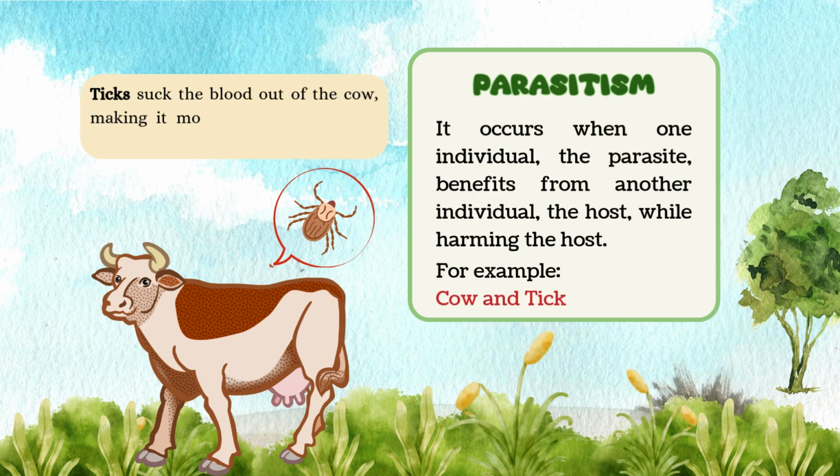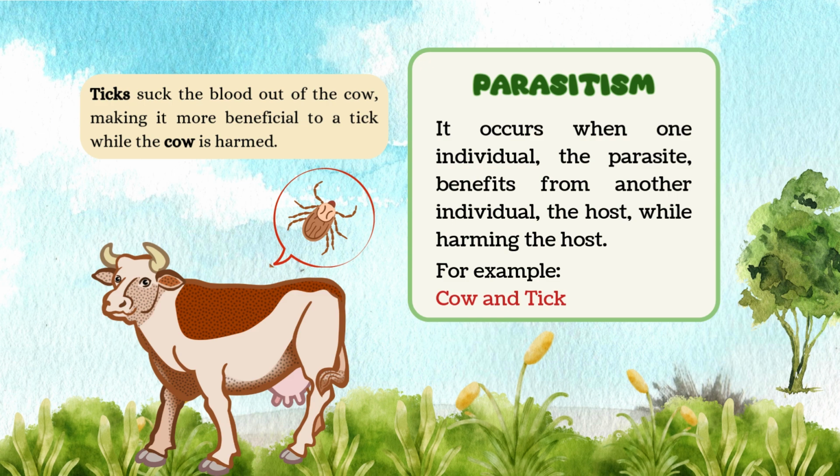Next is parasitism. It occurs when one individual, the parasite, benefits from another individual, the host, while harming the host. For example, the cow and tick. Ticks suck the blood out of the cow, which benefits the tick, while the cow is harmed.